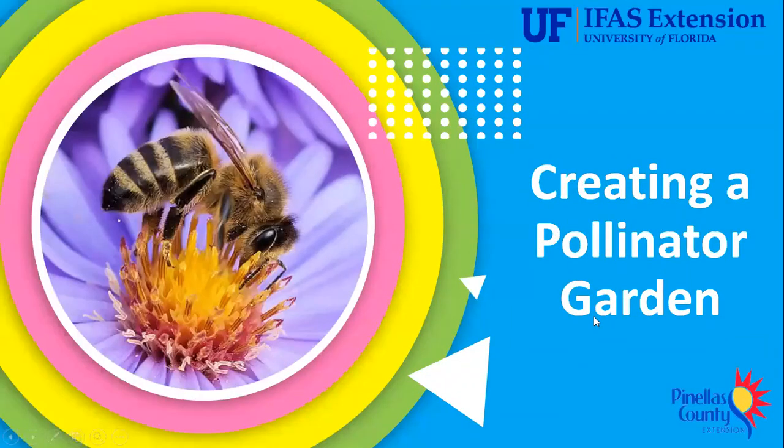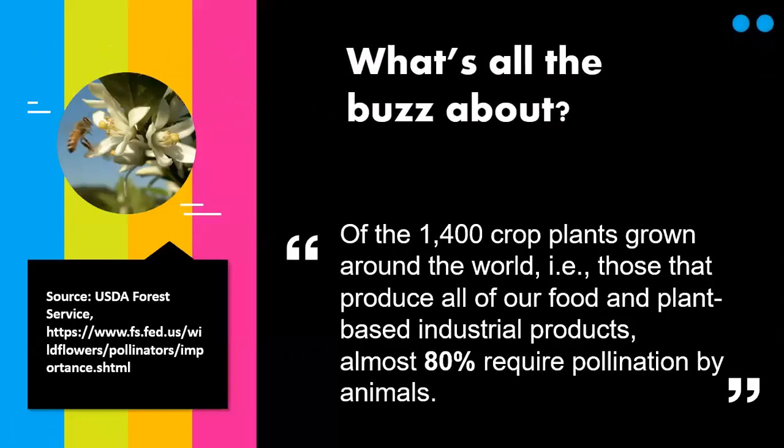All right, so today we're going to talk about how to create a pollinator garden. But why are we talking about this? Why is this such an important topic these days? You probably have heard that there is a decline in pollinators. You might have heard that there's a decline in insect populations around the world. And this is really important to us humans for a lot of reasons. It's important to the planet for a lot of reasons.